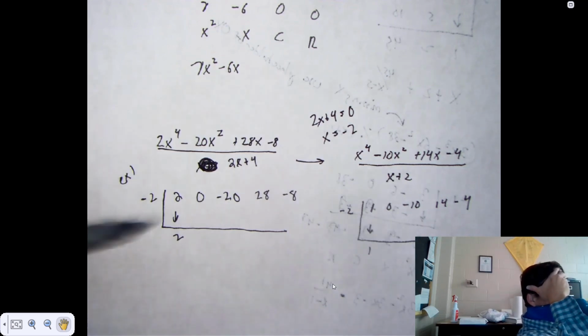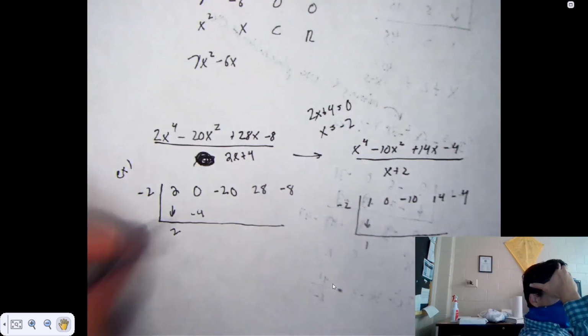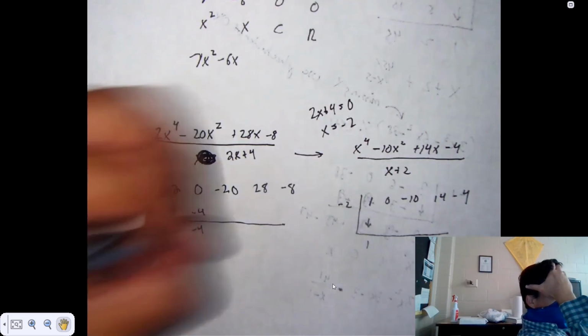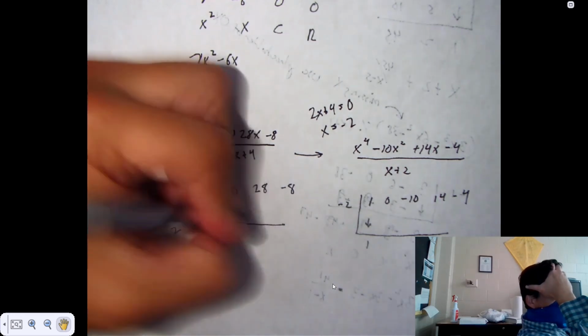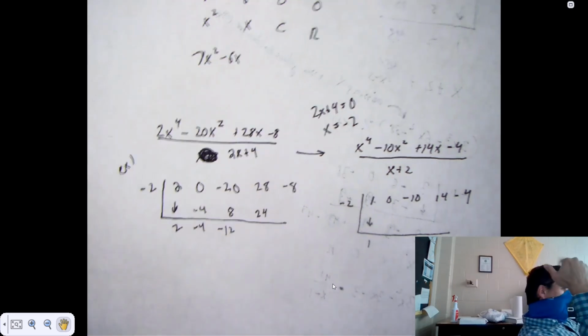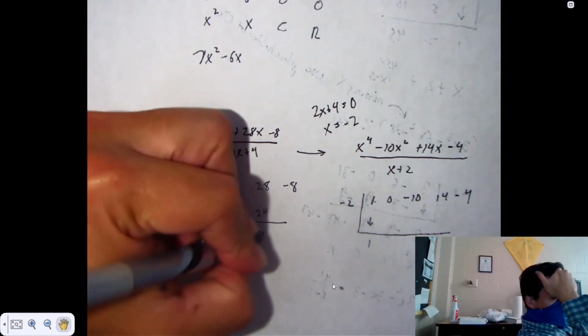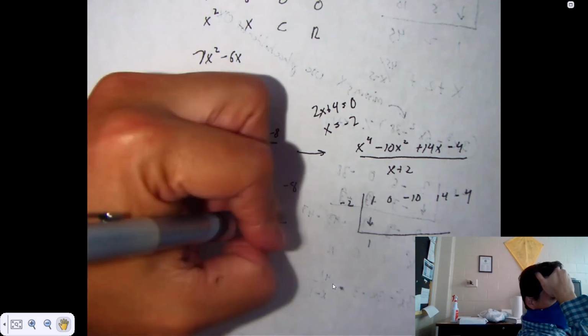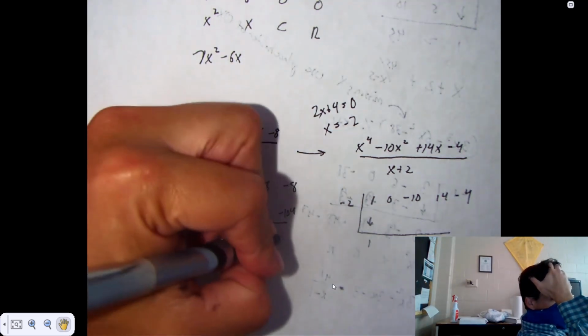If I go back and follow along the first thought process, negative 2 times 2 is negative 4. I add, I get negative 4. I multiply, I get 8. I add, I get negative 12. I multiply, that's a positive 24. I add and I get what? 52. I multiply and I get negative 104. And I add and I get negative 112.